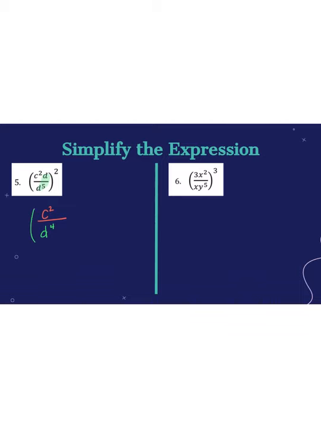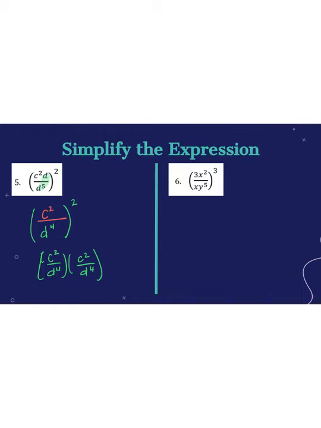Well, then I have these parentheses around it, and I have this 2 right here. Remember, anytime we have the exponent on the outside of the parentheses, we have to do that 2 times. So now I'm going to rewrite that, and I'm going to say c to the 2nd over d to the 4th, and that's big parentheses around it. And I'm going to write it again because of that 2: c to the 2nd over d to the 4th.